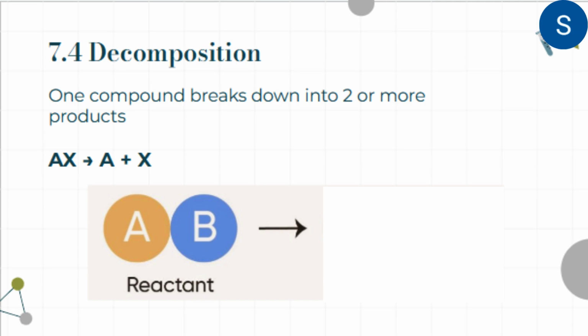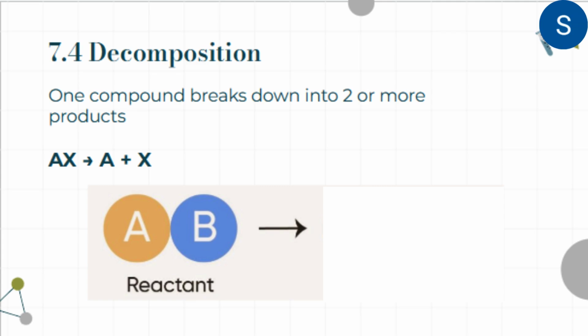And lastly, we have decomposition reactions. In decomposition, the reactant is just one compound. The resulting products show the compound being broken down into two or more products. And the products are the elements that the compound is made out of.